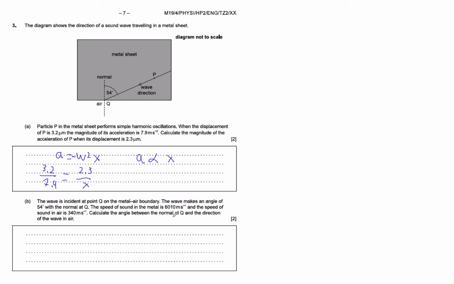All right, the wave is incident at point Q on the metal air boundary. The wave makes an angle of 54 degrees with the normal. The speed of sound is 6010. The speed of sound in air is 340. And now we're in trouble, right?